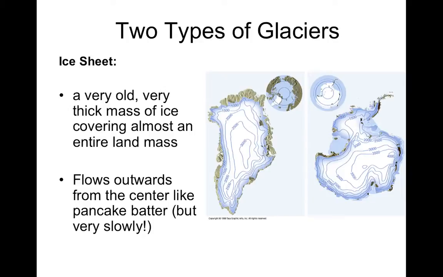The second type of glacier is called an ice sheet. It's a lot older, a lot thicker, maybe miles thick, and covers almost an entire land mass or continent. These also flow, but they tend to flow outwards from the center like pancake batter, but much more slowly. And so in Greenland, it's flowing out from the middle. Antarctica, same thing, out. So when you hear about ice sheets, these are the ones that you hear about.